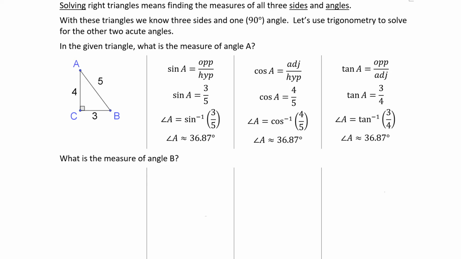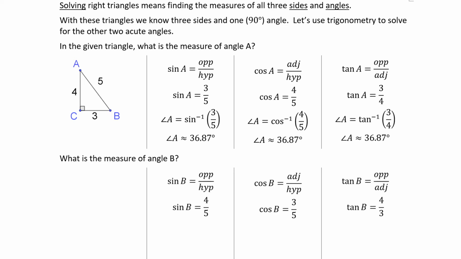We don't have to triple our work. We don't have to do this 3 times, but the point is if we know all three sides, we can use any of the ratios. Well, what if we want to find the measure of angle B? We can do similar work.